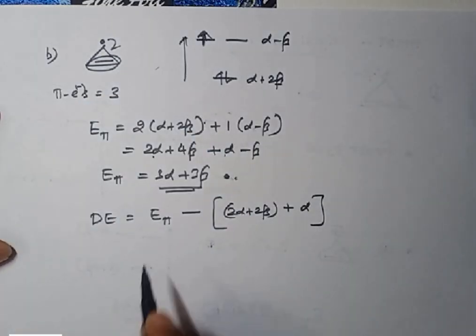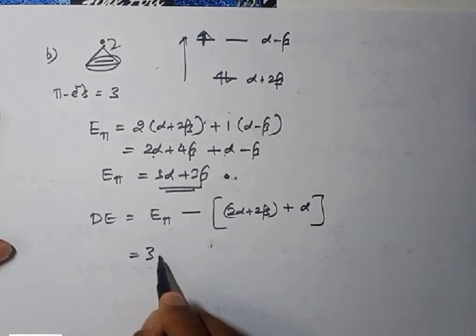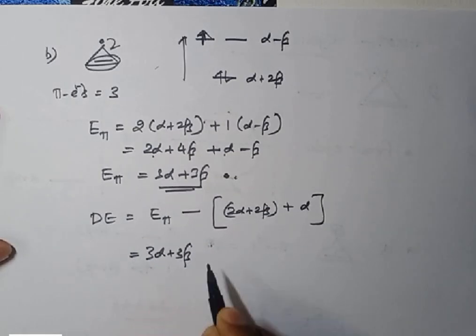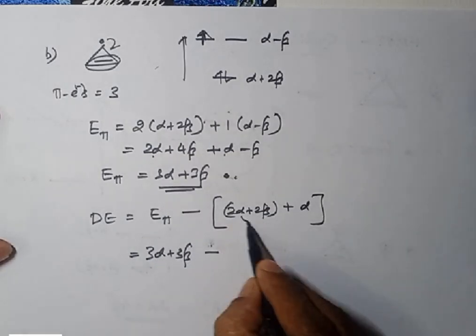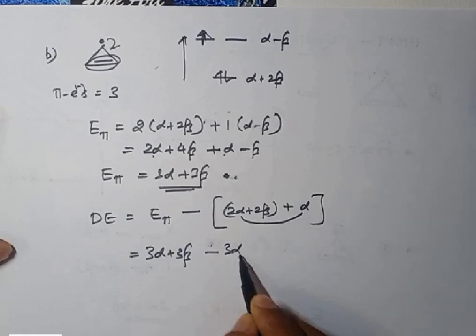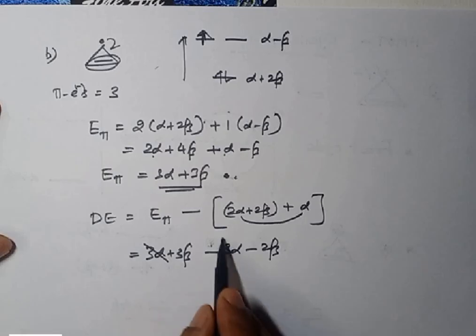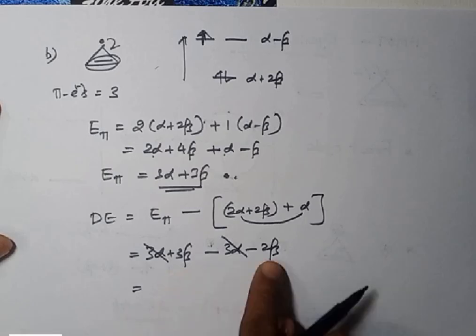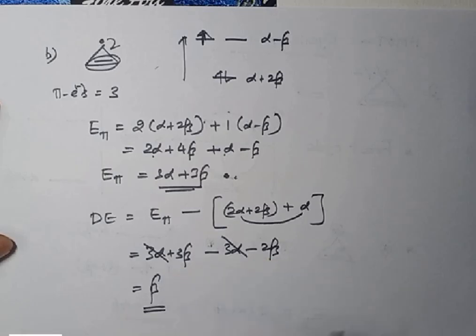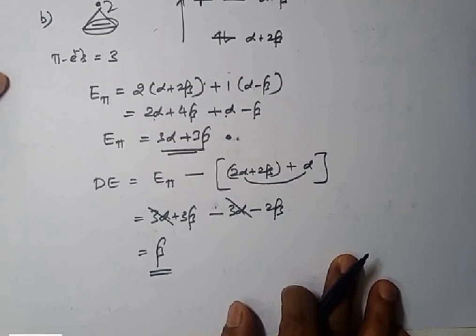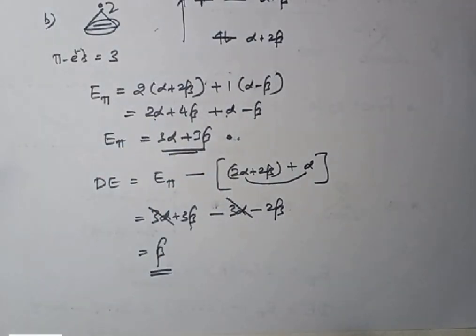Alpha. Correct? Yes. So pi electronic energy is 3 alpha plus 3 beta minus 2 alpha plus alpha, which is 3 alpha, so I will get minus 3 alpha minus 2 beta. 3 alpha minus 3 alpha cancel. 3 beta minus 2 beta will give me beta. This is the delocalization energy of the cyclopropenyl radical.